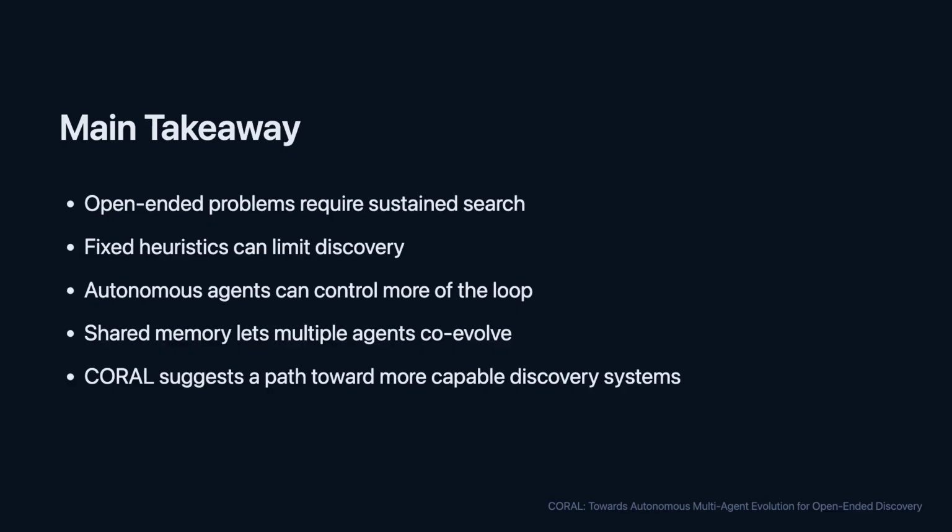The takeaway is that open-ended discovery may benefit from giving agents more responsibility, not less. Coral still uses safeguards: isolated workspaces, hidden evaluators, timeouts, session management, and resource controls. But within those boundaries, agents decide how to search, what to remember, and how to reuse each other's discoveries. The result is a system that turns language models from mutation operators into long-running collaborators in an evolving research process.